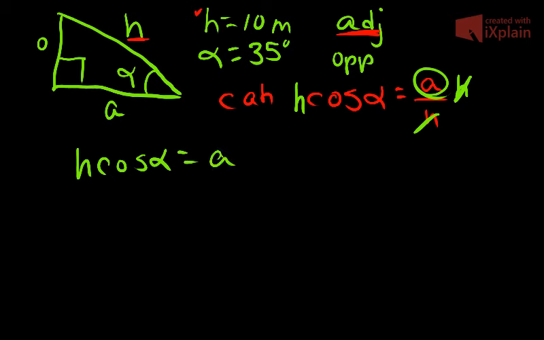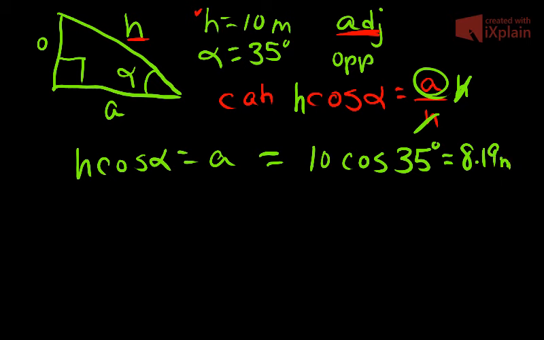And then literally all I have to do is plug this into my calculator. 10 times the cosine of 35 degrees. So you should go ahead and try that, and when you do, you should get 8.19 meters. So I now have the answer to one thing that's missing. Okay? Now, what I need to find next is opposite.